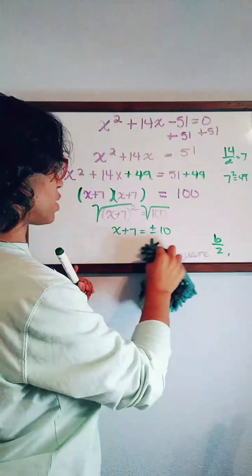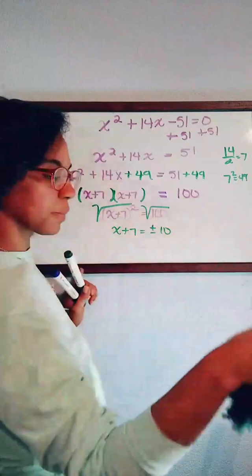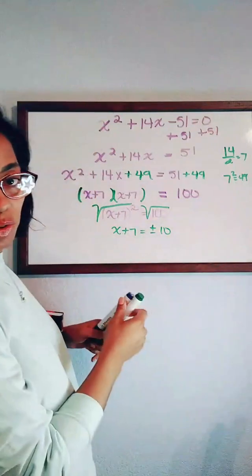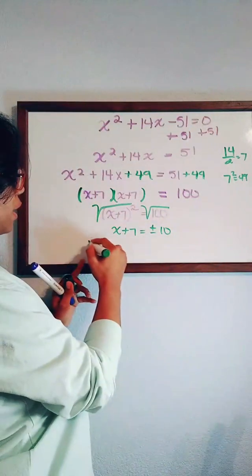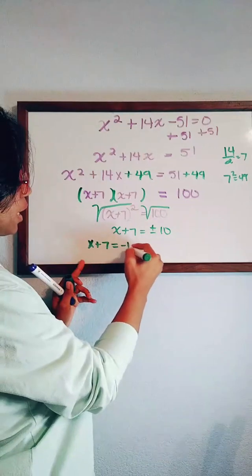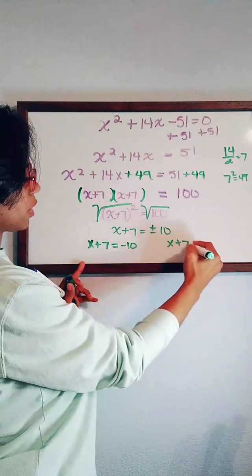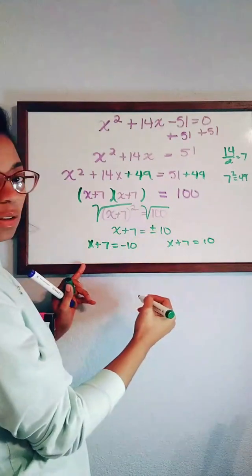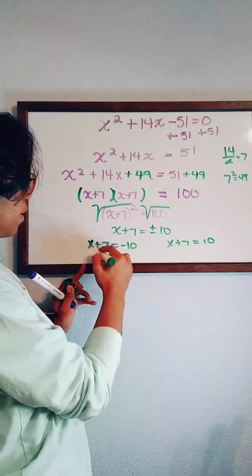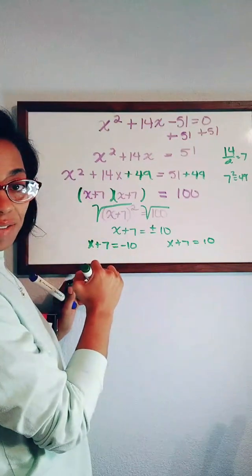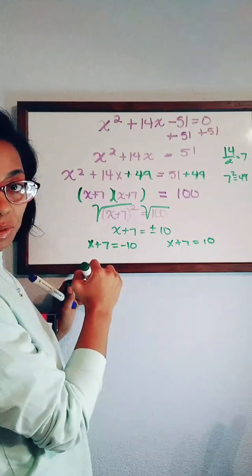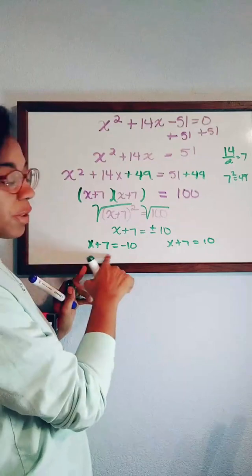I'm going to erase this to give us some room at the bottom. You're going to write your 2 equations. I have x plus 7 is equal to negative 10. X plus 7 is equal to positive 10. Now I'm going to solve for x. I have negative 17 and 3. Very good. All we're going to do is solve for x.